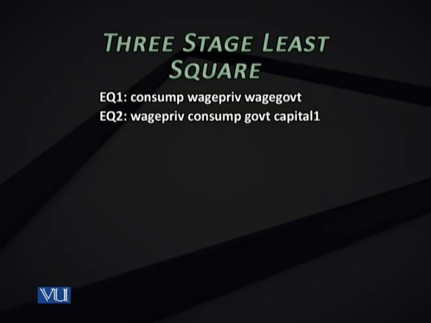In the model you are seeing on the screen, you have two equations. In the first one, consumption is your endogenous variable, and it depends on private wage bill and government wage bill. In the second equation, you have private wage bill as an endogenous variable depending on consumption, government, and capital 1. So these are your two equations. So you have two endogenous variables, consumption and private wage bill.